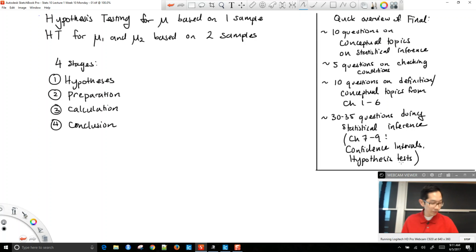And again, if you misplaced your t-table, they are available on week 10. You can print out your own z and your own t-table. They are available. You will need to bring your own tables for the final. I will provide the formula sheet. Okay, so the formula sheet will be printed on the back side of the Scantron answer form. Okay, so that will be provided. Okay, so we'll start off with hypothesis testing for mu based on 1 sample, and we'll run through these 4 steps again.